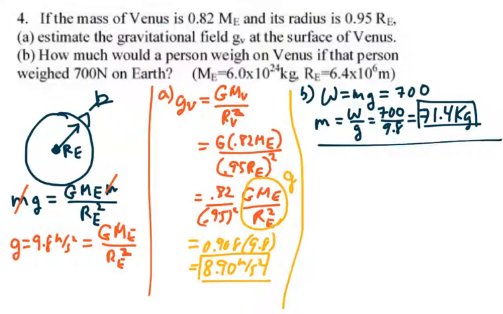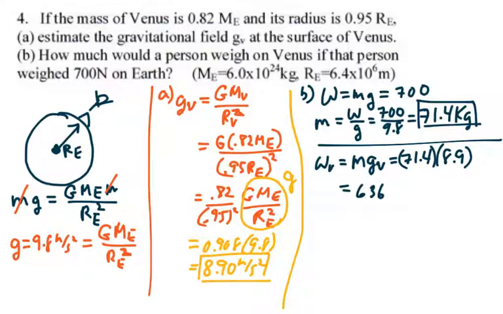So if you're on Venus, your weight on Venus would be equal to your mass times the gravitational acceleration of Venus, which would be 71.4 times 8.9. And that's equal to 636 newtons. So if you traveled to Venus, you would weigh 636 newtons, approximately 10% less than what you weigh on Earth. That's kind of a neat idea.